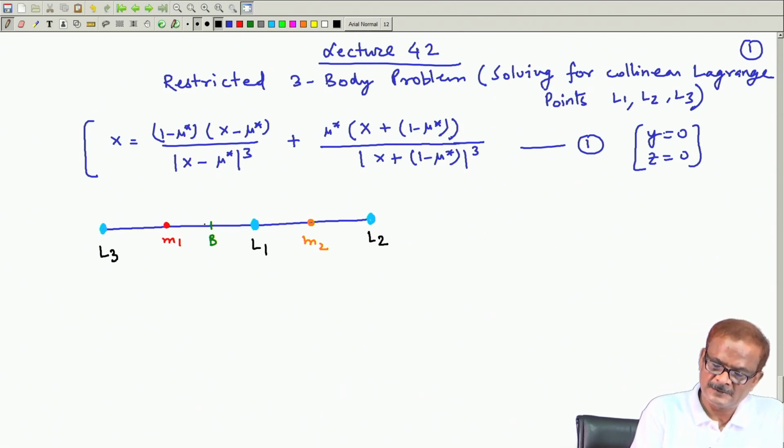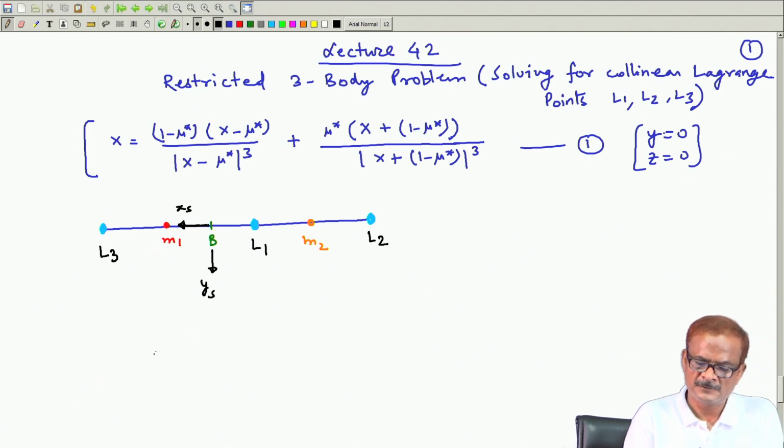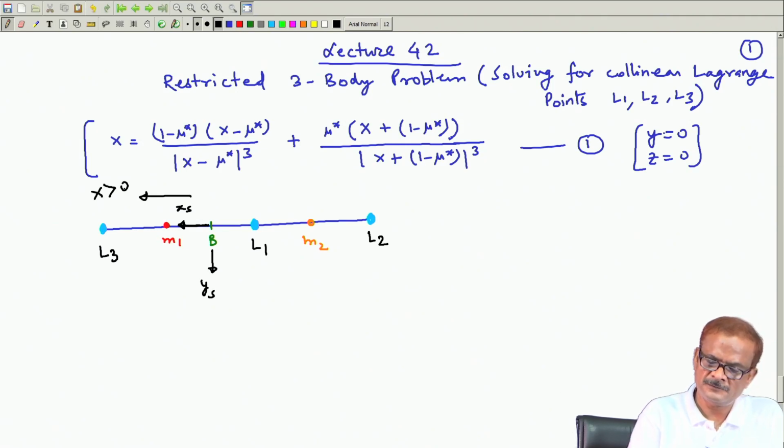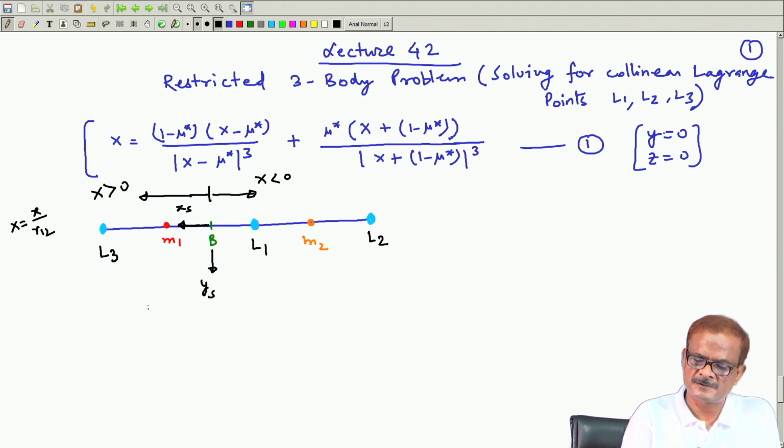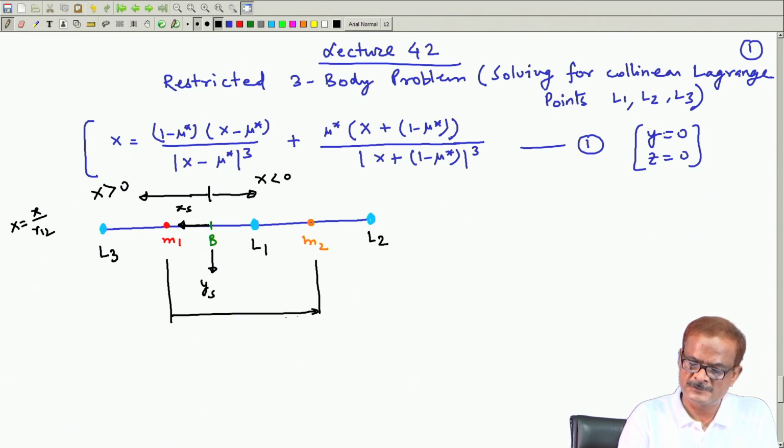So, these are the three Lagrange points L 1, L 2, L 3. As you know, at the barycenter we fix the reference frame, and in this direction we have taken x to be positive and downward we have taken y to be positive. So, in this direction x will be greater than 0, and from this place onwards x will be less than 0, where x is the normalized value x divided by r 1 2. R 1 2 is the distance between masses m 1 and m 2. So, here this distance is r 1 2.